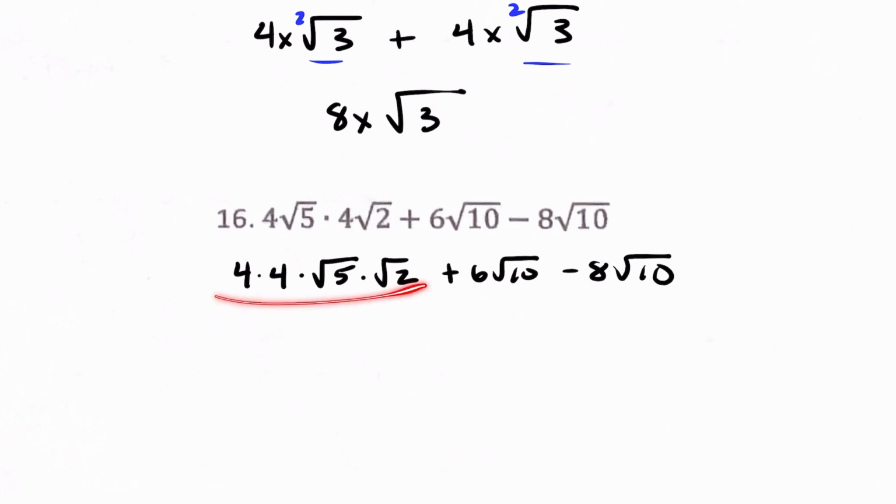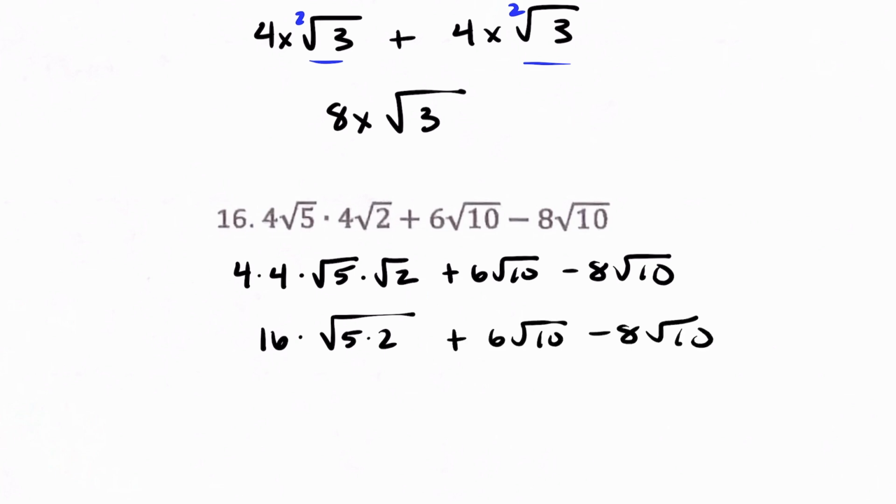Now, let's take a look at this thing here. 4 times 4, that's 16, and then we have that root 5 times root 2, which I can rewrite as 16 times the square root of 5 times 2. And then I'm going to go ahead and keep the other ones. And then I can go ahead and simplify this. So that's going to look like 16 root 10 plus 6 root 10 minus 8 root 10.